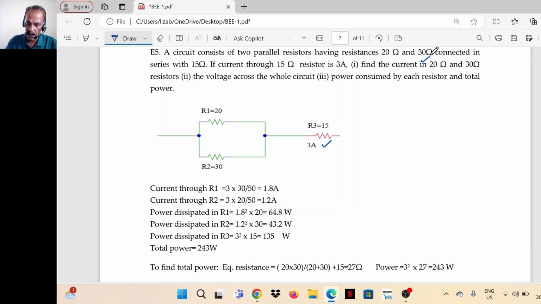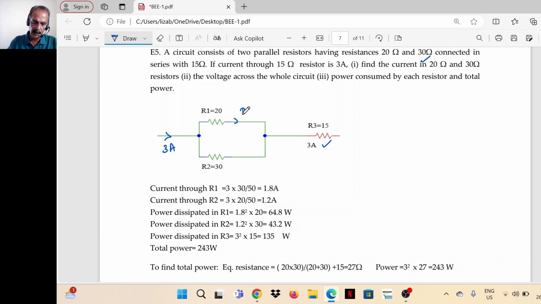First, let's find the current in the 20 ohm and 30 ohm resistors. You can easily find it out because the current through R3 is 3 ampere. That means the incoming current is also 3 ampere. Now, how will 3 ampere divide between 20 ohm and 30 ohm?